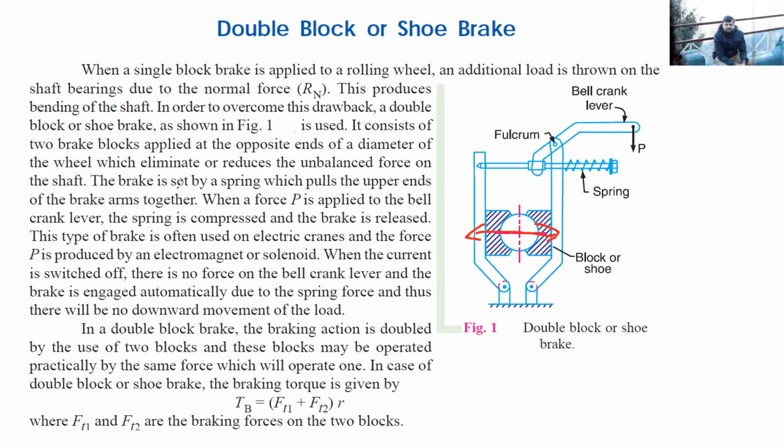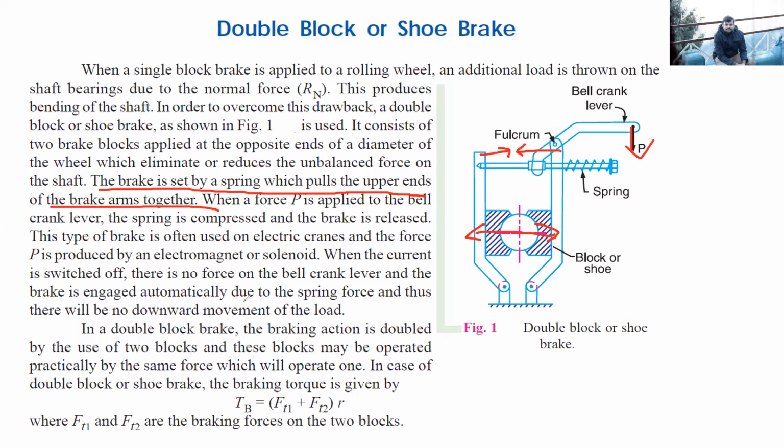Right. The brake is set by a spring which pulls the upper end of the brake arms together. So this spring is over here, and as we push this downward, what will happen? It will try to bring both these towards each other. So this block will come in contact with this wheel and it will try to stop it. These are fulcrum by this point.